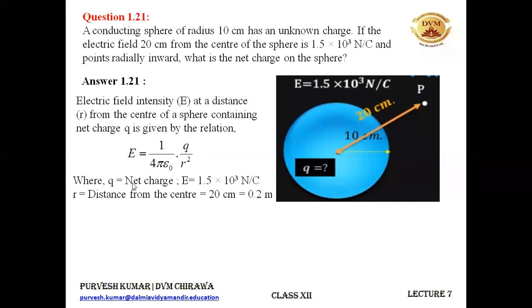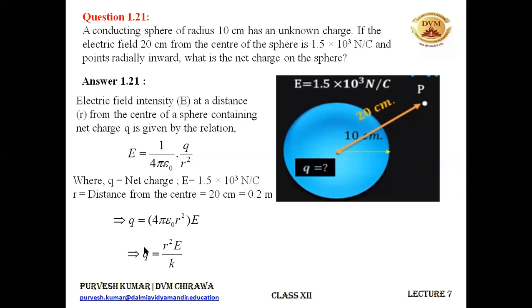So q is the net charge. The electric field value is given to us, and the q value you need to find. Distance r is 0.2 meter. We need to find q, so just cross multiply it. Q becomes 4 pi epsilon naught into r square multiplied by E. The question over here is: what is the value of 4 pi epsilon naught?